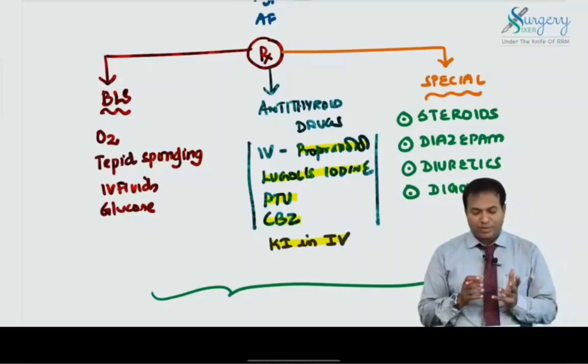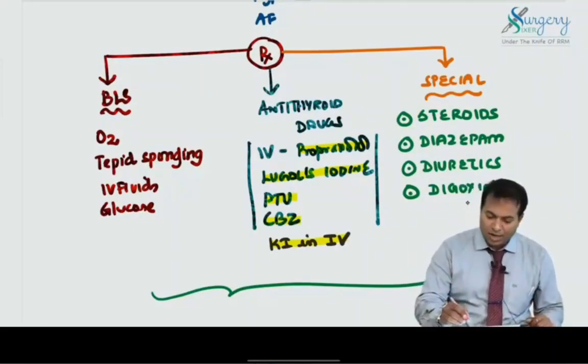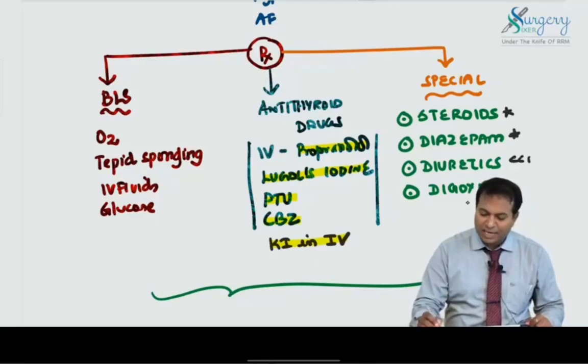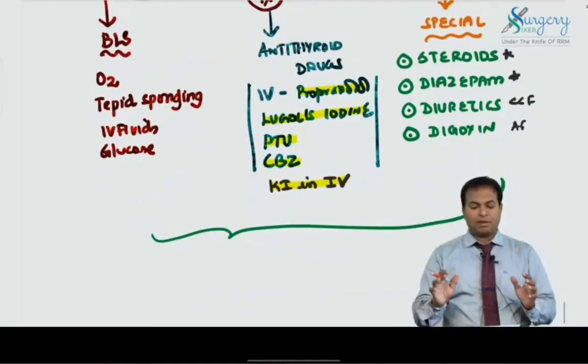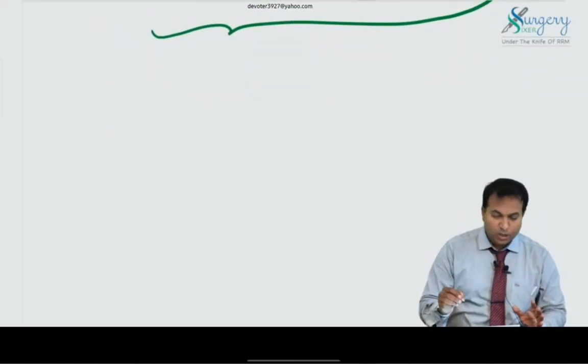Basic life support with oxygen, tepid sponging, IV fluids, glucose will be going on one side. Antithyroid drugs will be going by the IV route, and special drugs like steroids, diazepam to rest the patient, diuretics for congestive cardiac failure, digoxin for atrial fibrillation. All these things will be given for thyroid storm cases. So please remember, thyroid storm is a very important topic for your exams. You should not forget thyroid storm.